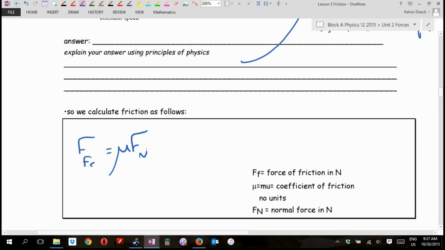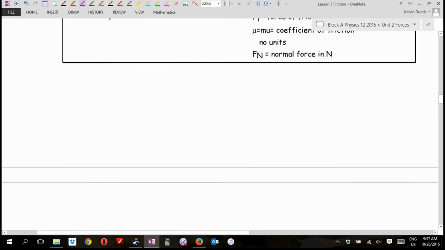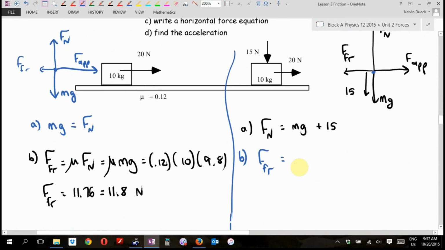Ready? We're going to do that again. Friction is what times what? So mu times the normal force. I don't know the normal force. Oh, but look. I know another force the same size as the normal force. What forces are the same size as the normal force?